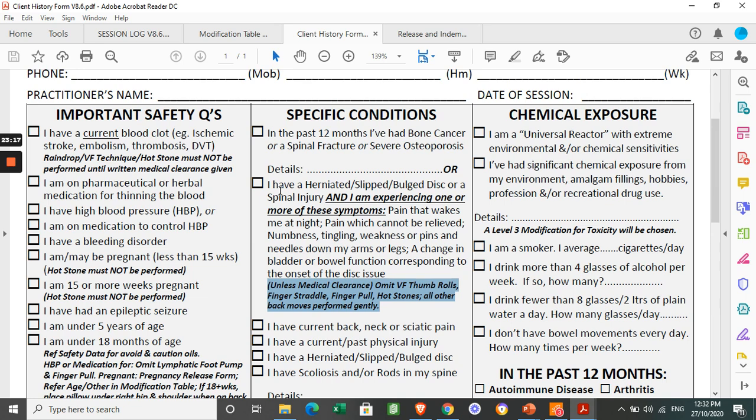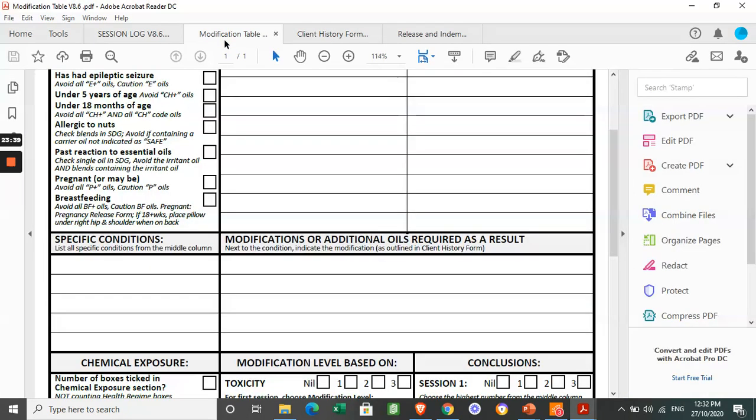So some of you would be going, what's VitaFlex thumb rolls, what's the finger straddle, what's the finger pull? They are moves very specific to raindrop technique as well as components of the VitaFlex technique. All right, so here's some more information. We need to translate it onto our modification table. How do I do that? Let's go over to the modification table.